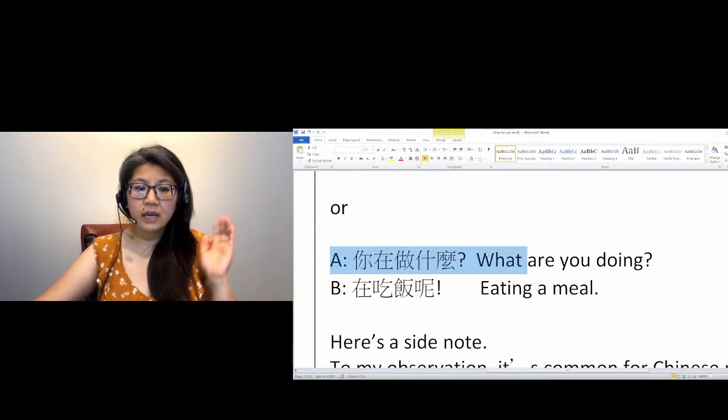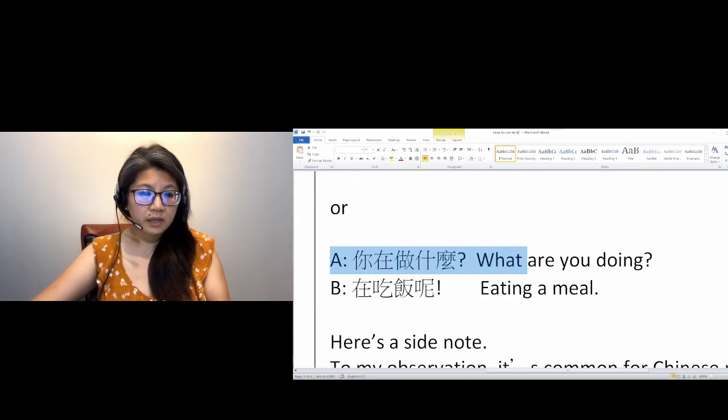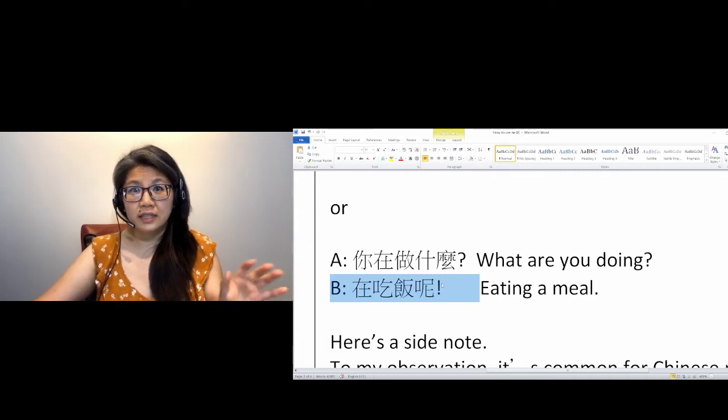Situation 3. To express the actions happening. A asks 你在做什么？And B said 在吃饭呢。Eating a meal.